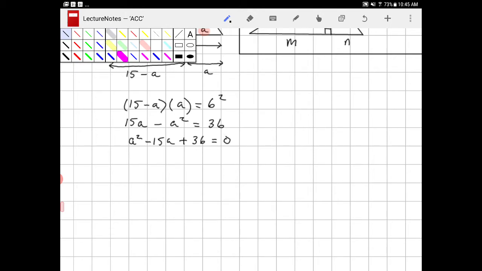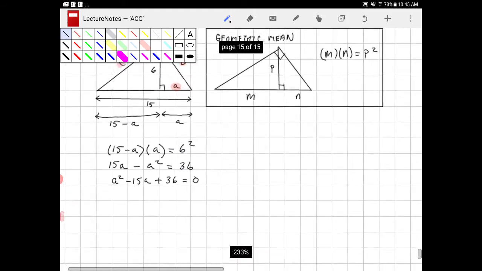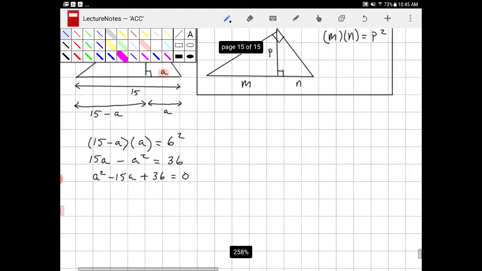We can certainly try to figure out what two numbers multiply to 36 and add to negative 15, but it looks like this is not going to be factorable. So I'm going to resort to using the quadratic equation.